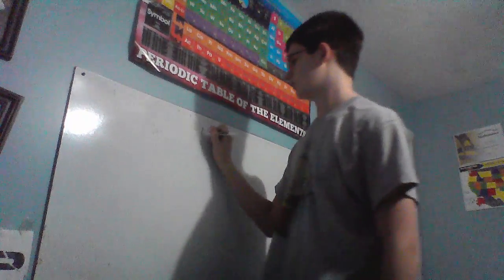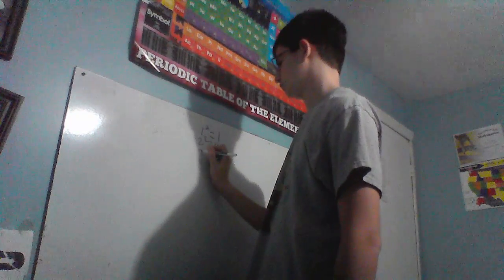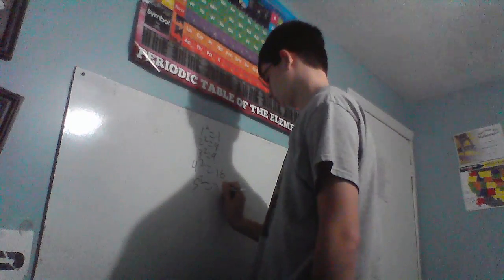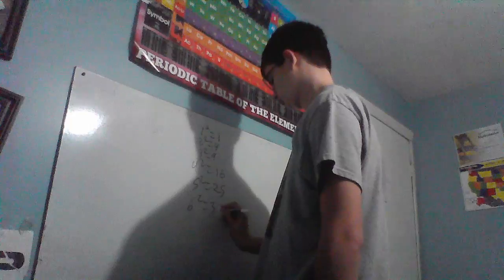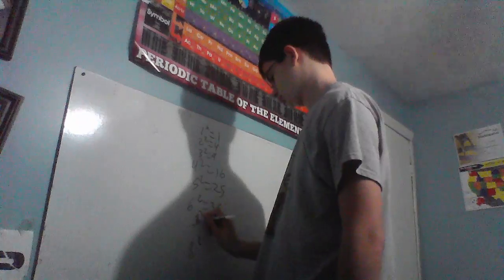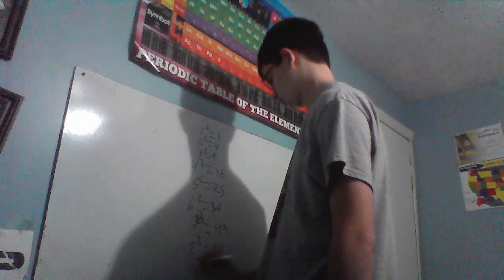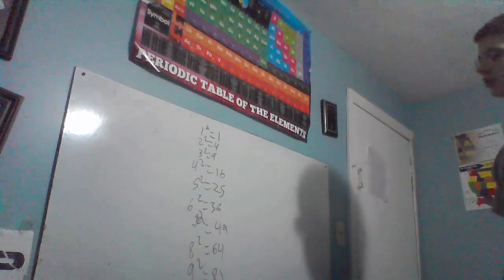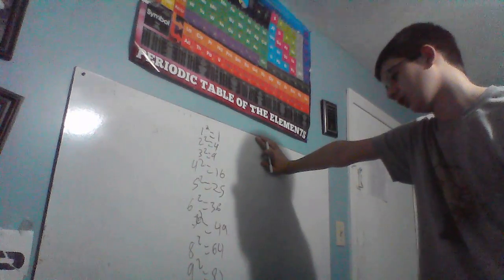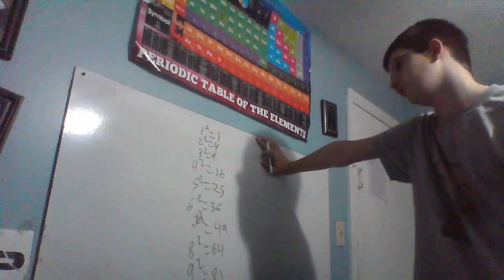Now we can do square roots. These are all basic facts, but you still have to know them to do the trick. Okay, 1 squared is 1, 2 squared is 4, 3 squared is 9, 4 squared is 16, 5 squared is 25, 6 squared is 36, 7 squared is 49, 8 squared is 64, 9 squared is 81.